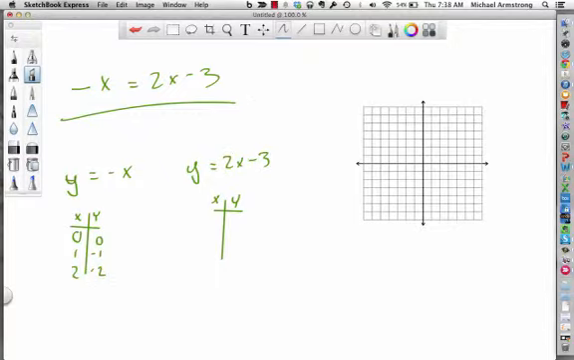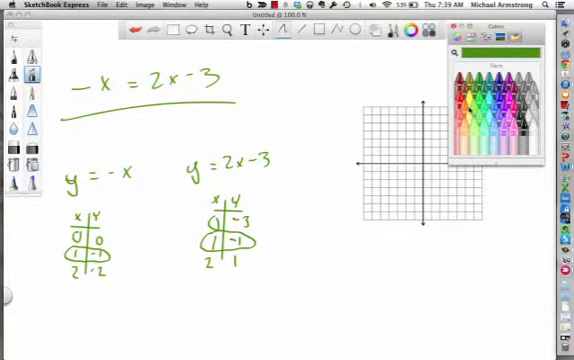Over here, if x is 0, 2 times 0 minus 3 would be negative 3. If x was 1, 2 times 1 is 2 minus 3, and that's negative 1. And then if x were 2, that's 4 minus 3, which is positive 1. You can see that we do have one that matches. This is kind of our table. But then we have to put them on the board. So let me grab another color. And then we'll do that.